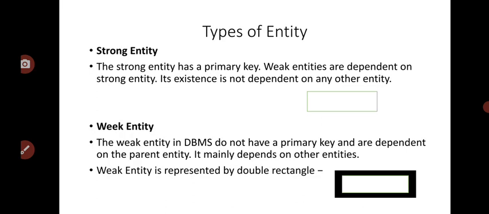Types of entity: one is the strong entity, another is the weak entity. The strong entity has a primary key. The weak entities are dependent on strong entities. A strong entity's existence is not dependent on any other entity, and such entities are called strong entities, represented by a rectangle. The weak entity in a database management system does not have any primary key and is dependent on the parent entity. The weak entity is represented by the double rectangle symbol.